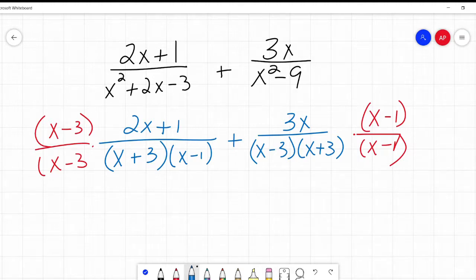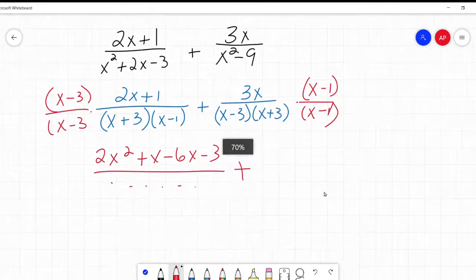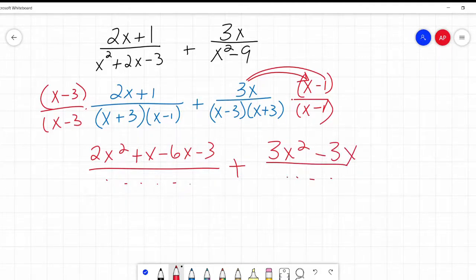Right, so when I distribute over here on the left, it's a FOIL situation. So x times 2x is 2x squared, x times 1 is x, negative 3 times 2x is negative 6x, negative 3 times 1 is negative 3. All over, no, I'm not writing it again, I'm feeling lazy. On the right, I'll write it at the end. We've got another distribution. 3x times x is 3x squared. 3x times negative 1 is negative 3x, all over all that again.